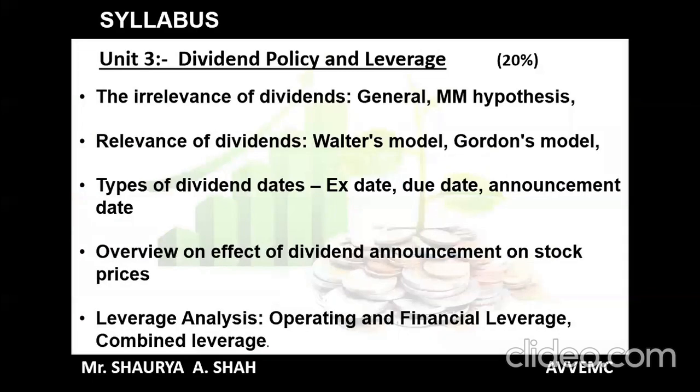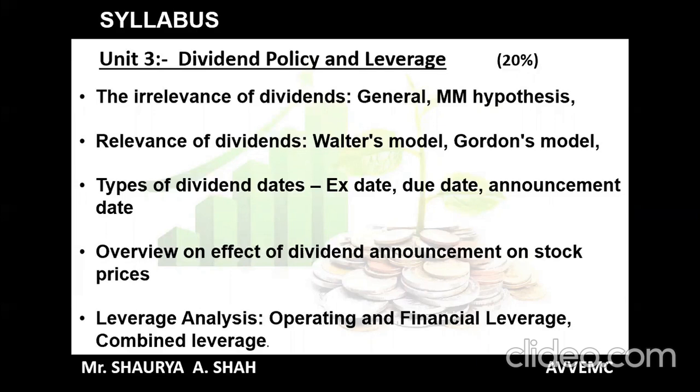Okay. What is the chapter all about? It has a weightage of around 20%. The very first thing you need to study is the relevance and irrelevance of dividends. Now, there are around 4 models you need to study. That is the general model and hypothesis for irrelevance of dividends. Second is your Walter's model and Gordon's model for relevance of dividends. So there are 2 major heads that you need to study. That is, is it relevant to give dividends or is it irrelevant to give dividends? What are the major implications of these models that you are going to study particularly?